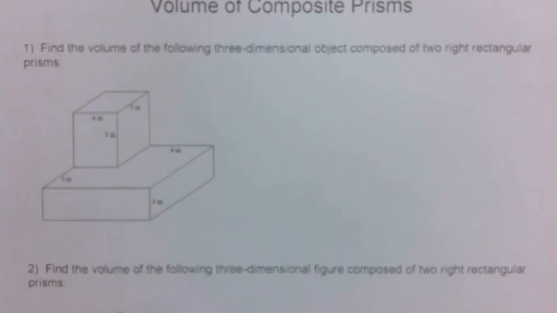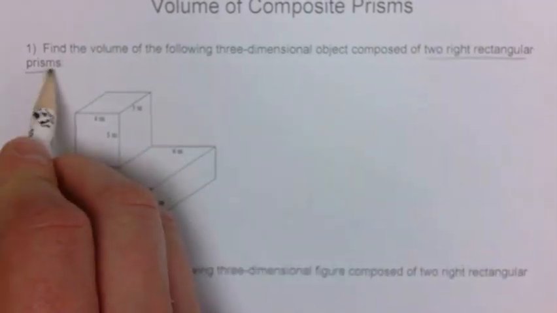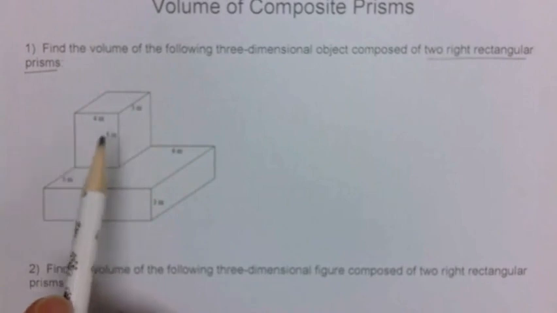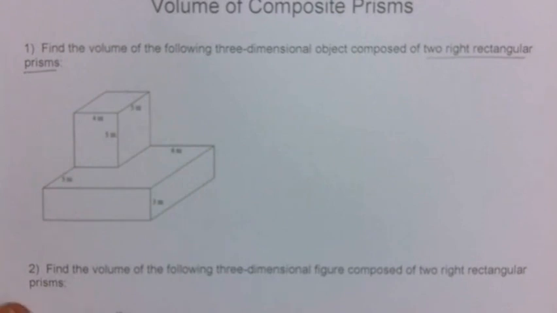In the next part of our lesson, we're going to look at the volume of composite prisms. Remember that volume deals with the amount of space on the inside. Our first example says to find the volume of the following three-dimensional object composed of two right rectangular prisms. Okay, we can see here we've got a smaller rectangular prism stacked on top of this larger rectangular prism. We need to find the volume.